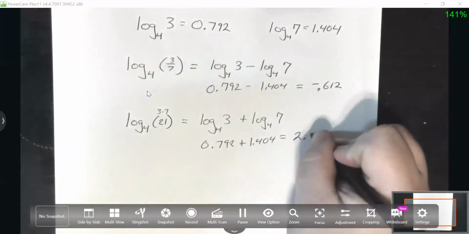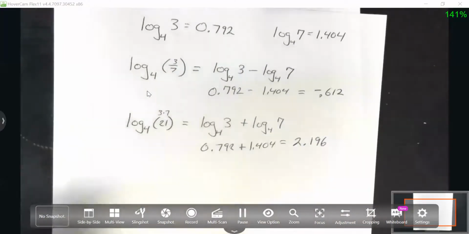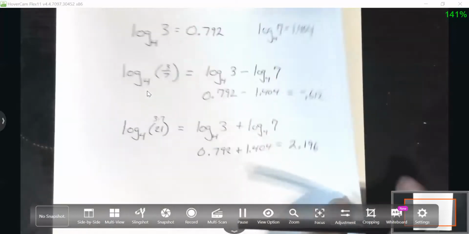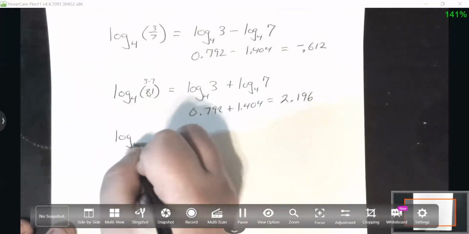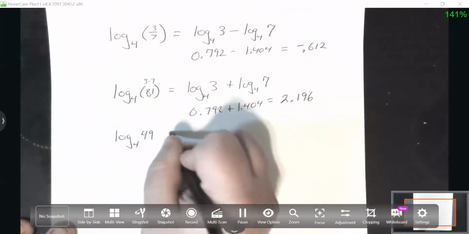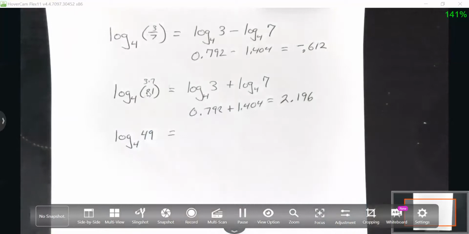And we get it's about equal to 2.196. All right, one more, then we'll talk about our last formula, and that'll be it for this little section. So how about log base 4 of 49? Oftentimes, there's more than one way we can actually do this process. So this is a good example of one where there's 2 different ways we can do it. So I'll kind of show both ways.